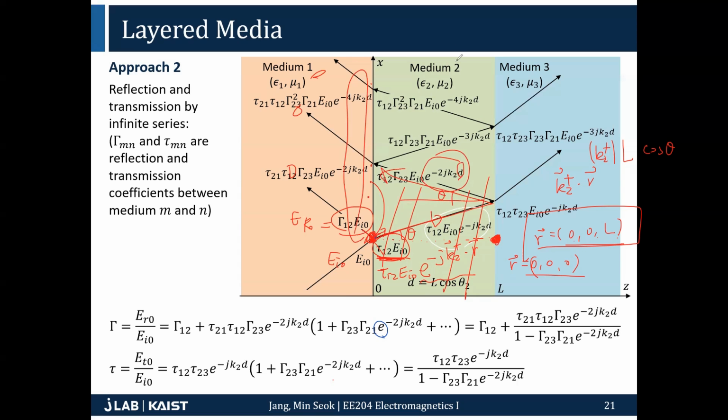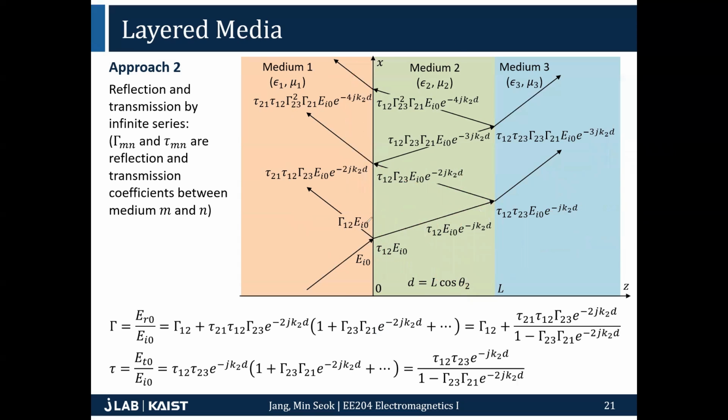So what you need to understand is that all the reflected waves, even though I draw them like this, should be evaluated at the origin, 0, 0, 0 position. And all the transmitted waves should be evaluated at 0, 0, L. Okay, and then you can probably understand why we need the cosine theta terms. Okay, is there any other question?